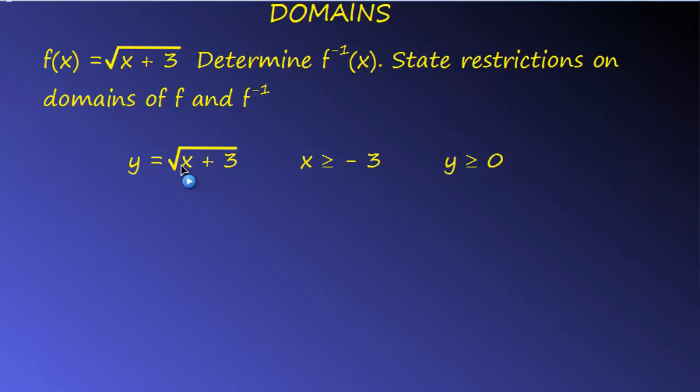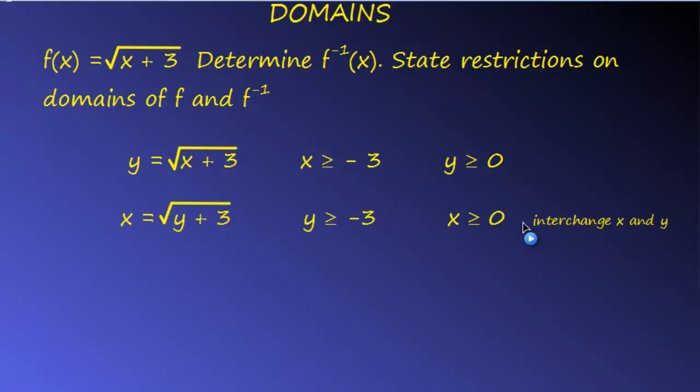Now to determine the inverse, we are going to switch this y and make it an x, and we're going to take this x and make it a y. But that means we're also going to do that for the domain. So this x value that's a domain value is now going to be a y, and this y value that's the range is going to become an x.